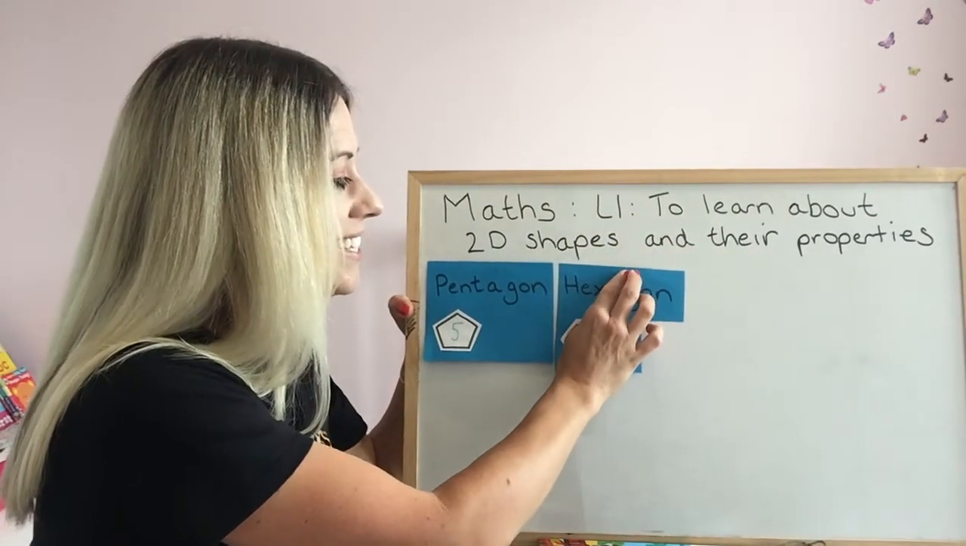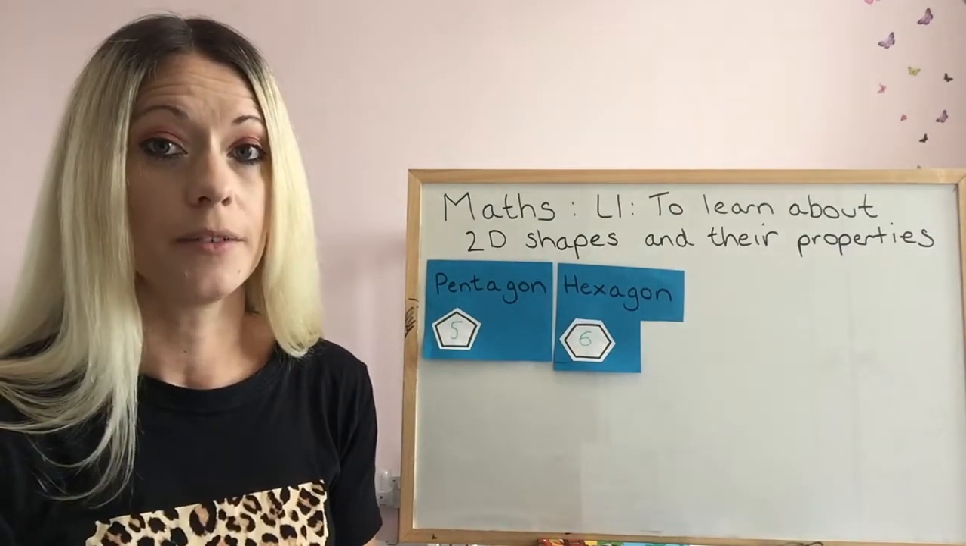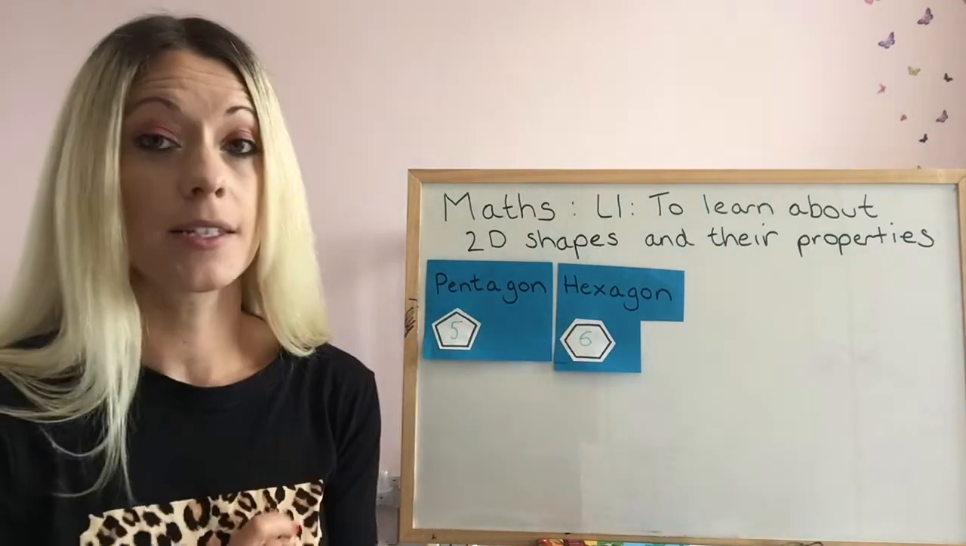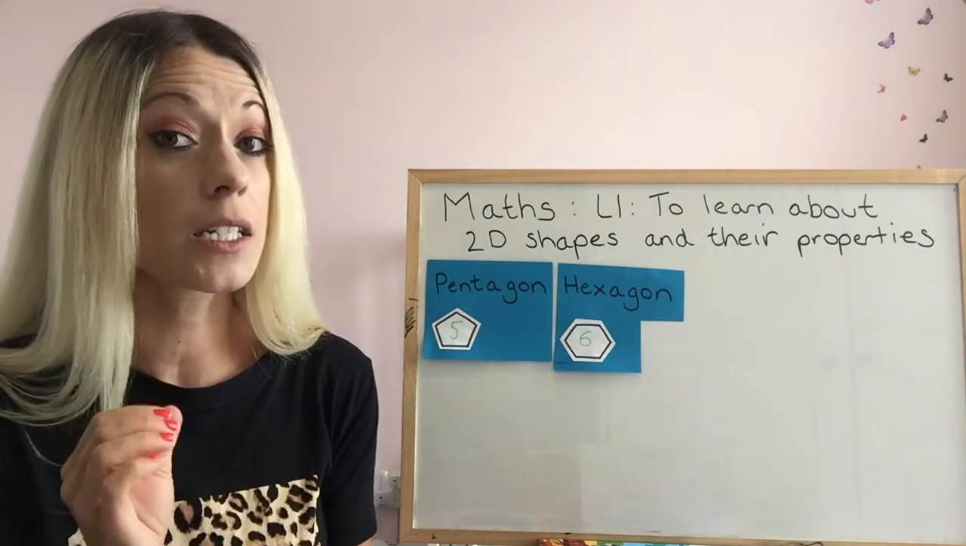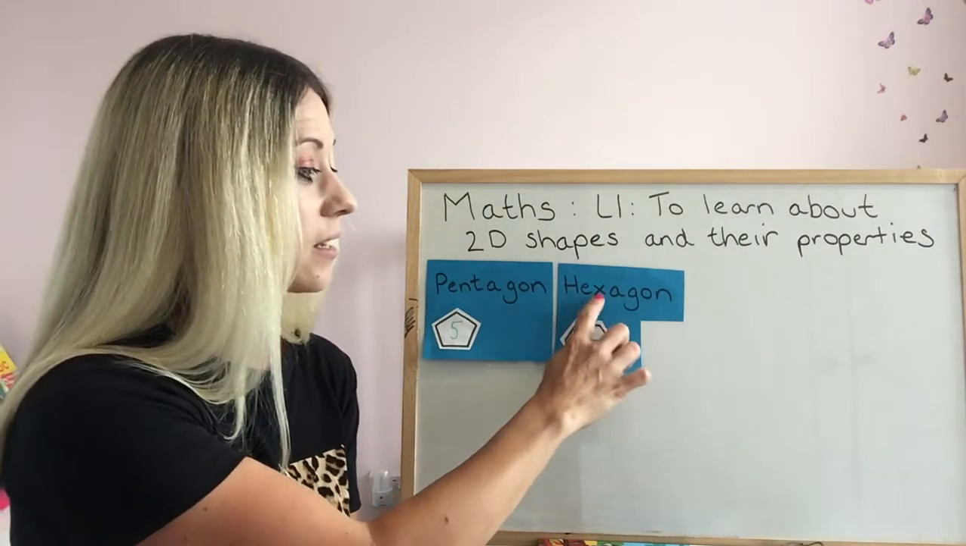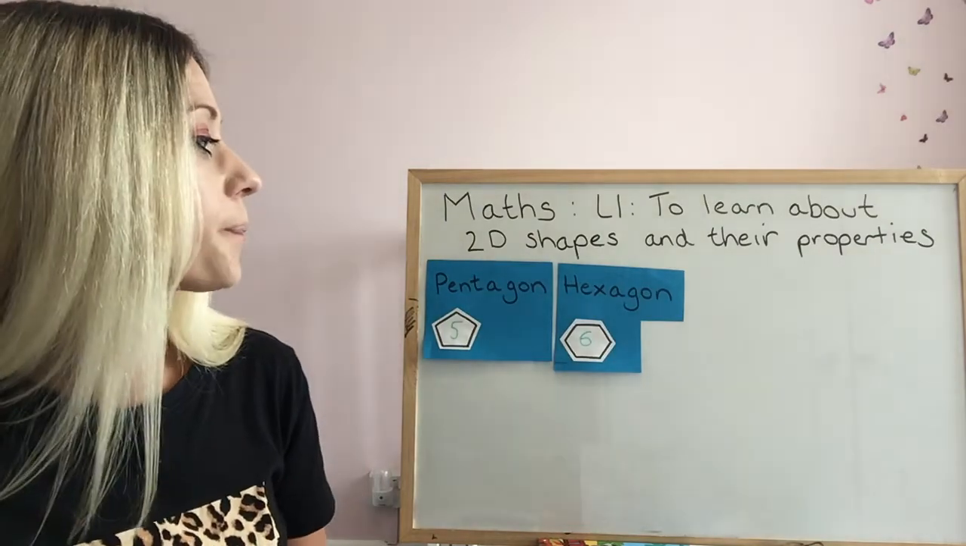Next we have a 6-sided shape called a hexagon. Now this shape has 6 sides, and the word 6 with an x sounds a little bit like hexagon. So again, that might be another way that we can remember.